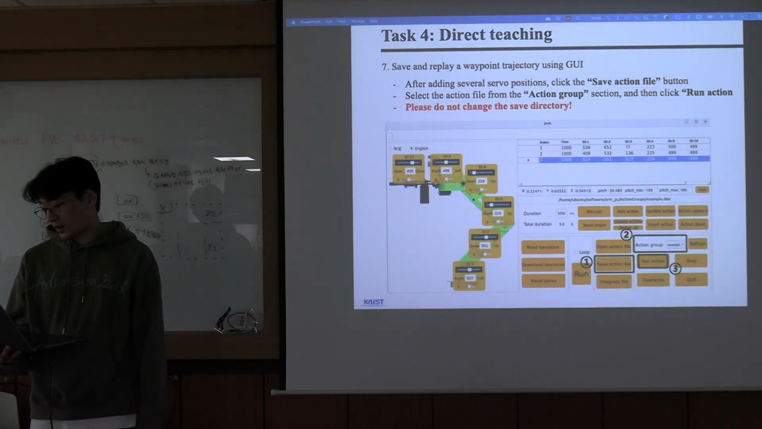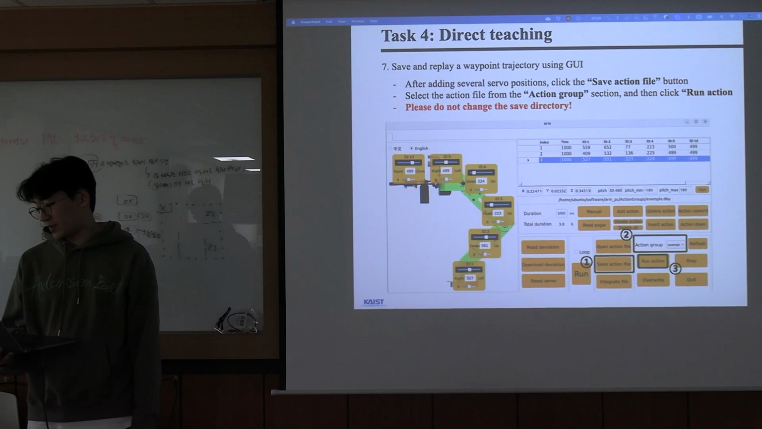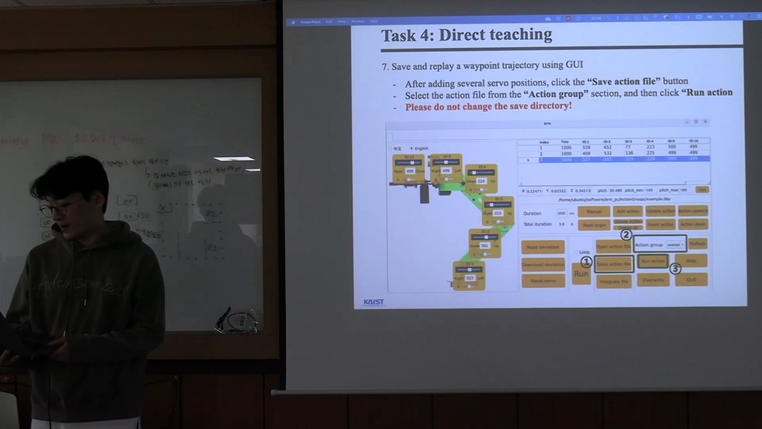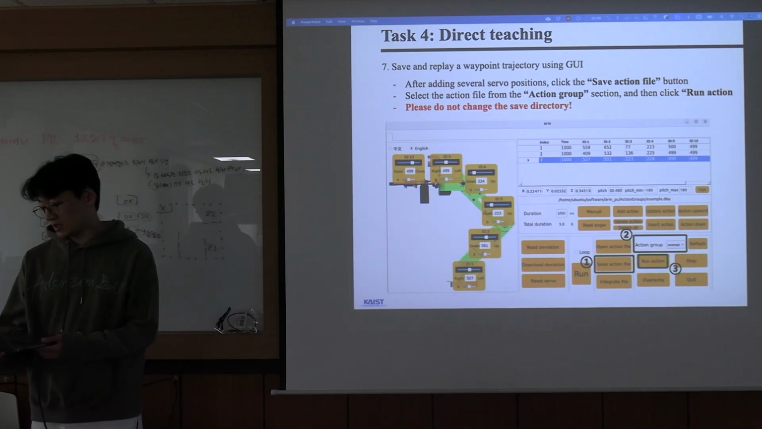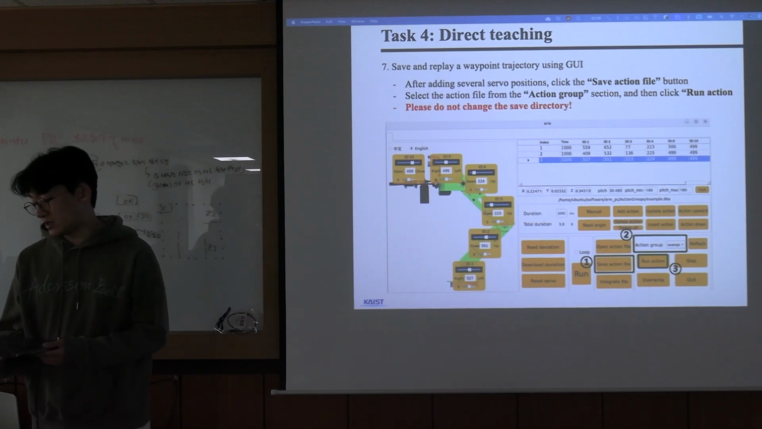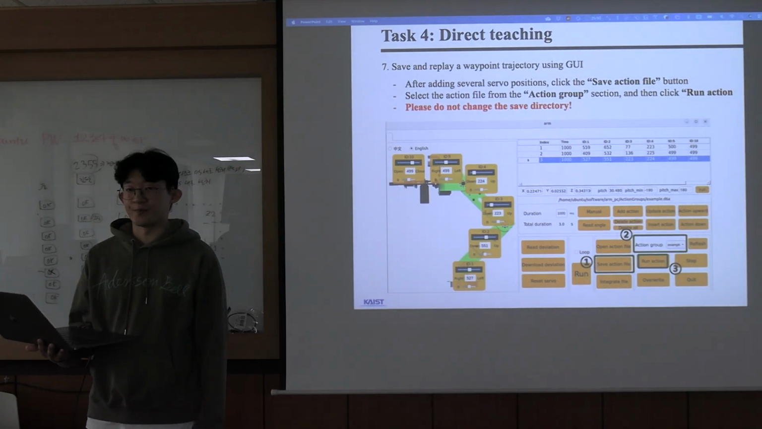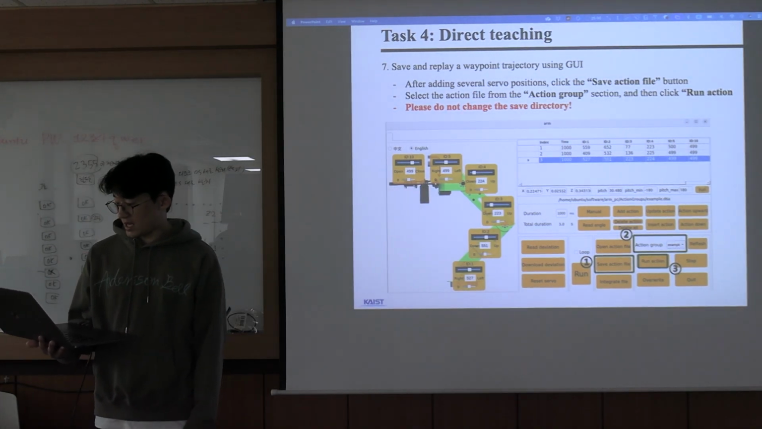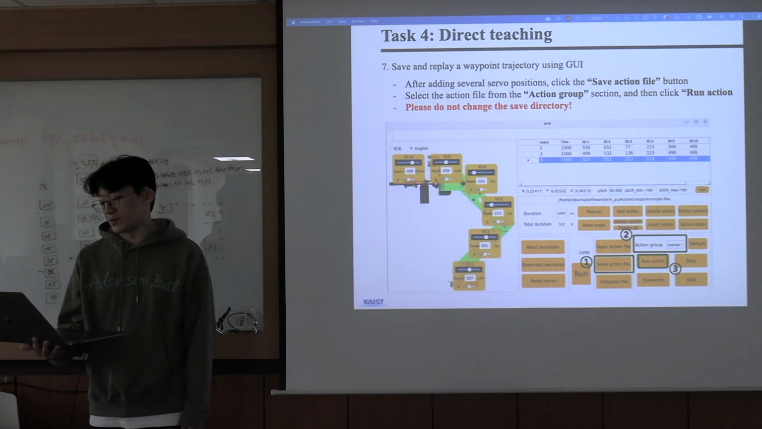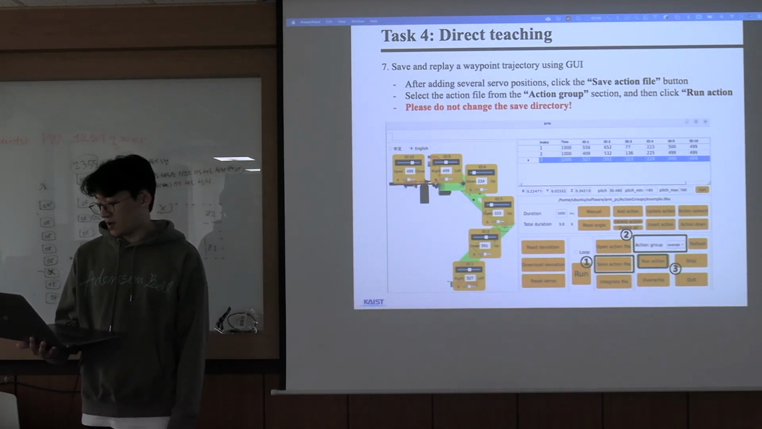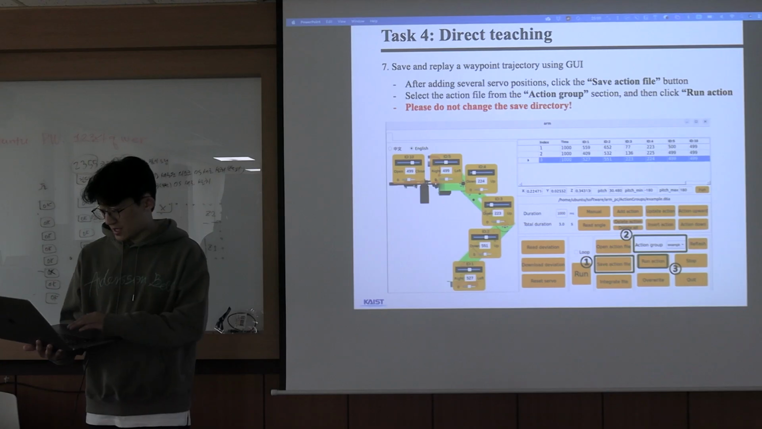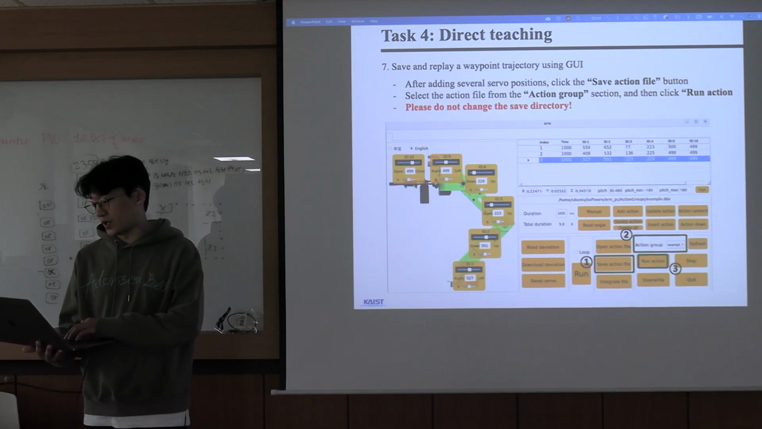Finally, after recording several servo positions, we can save and replay a full trajectory. To do this, first click the Save Action File button. Next, in the Action Groups section, select the saved action file. Then, click Run Action to replay the trajectory. One important note is that please do not change the save directory. Keeping the default path ensures that the software can correctly find and run your action file.